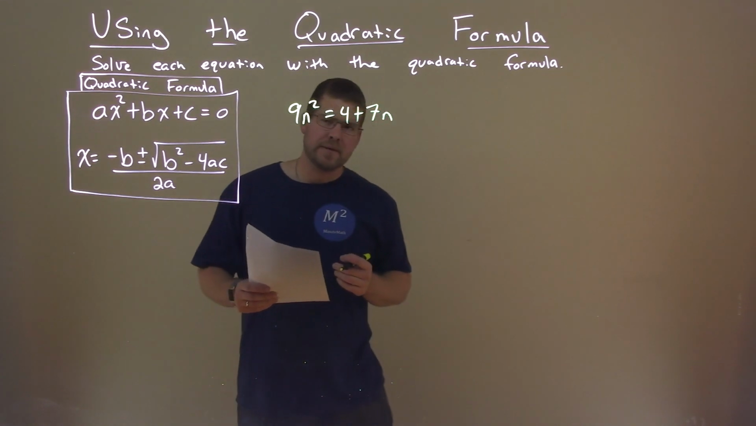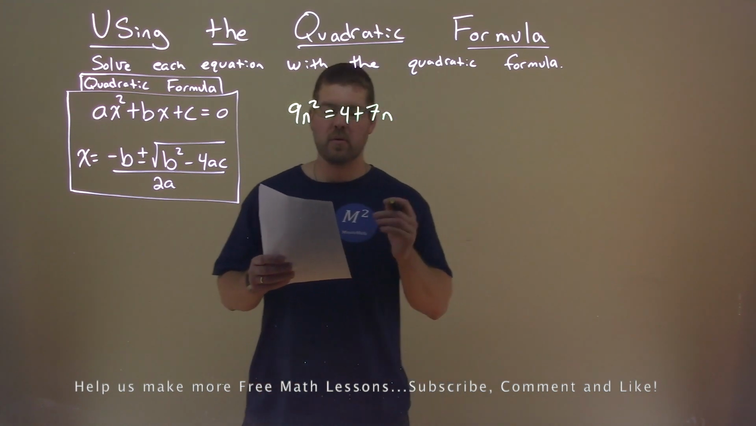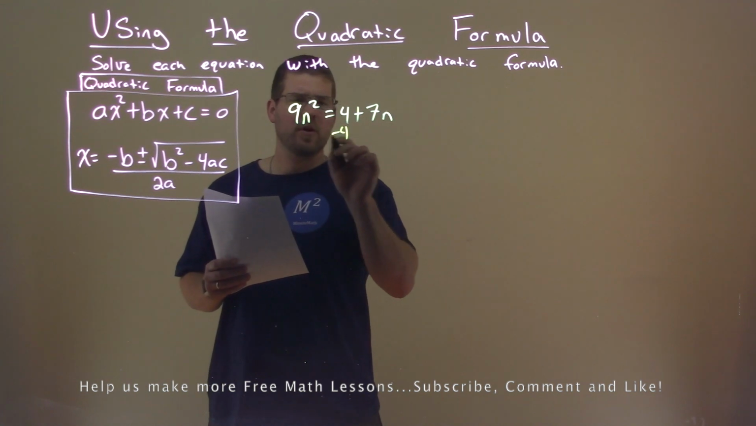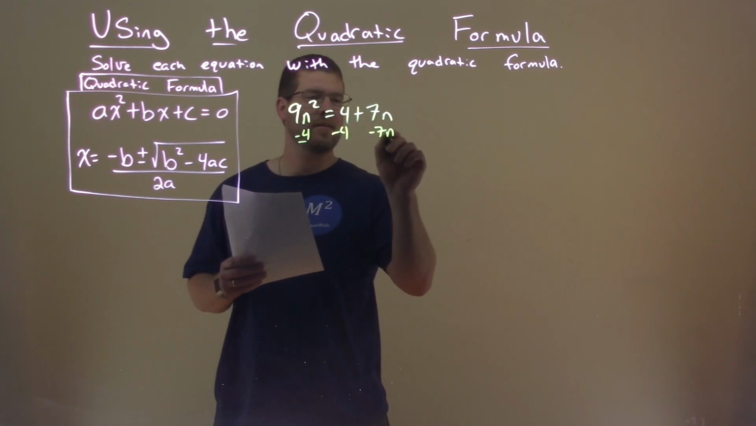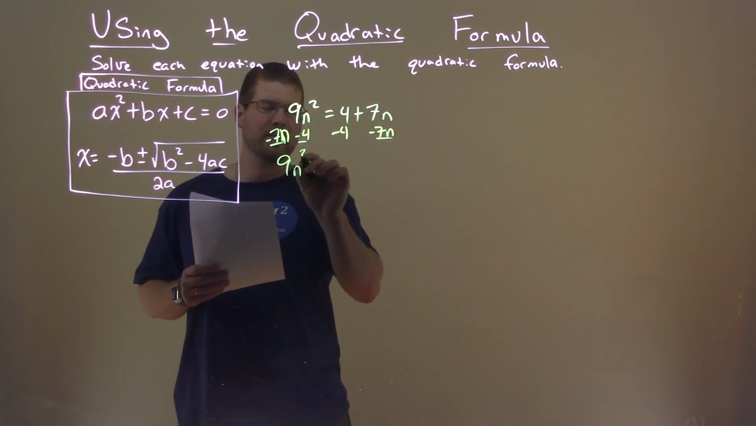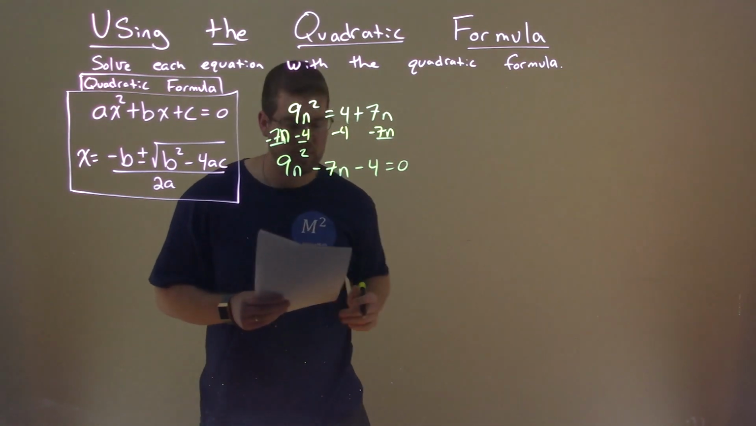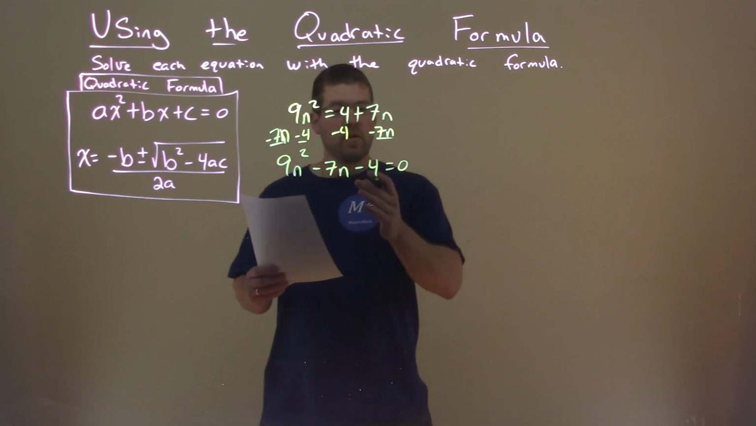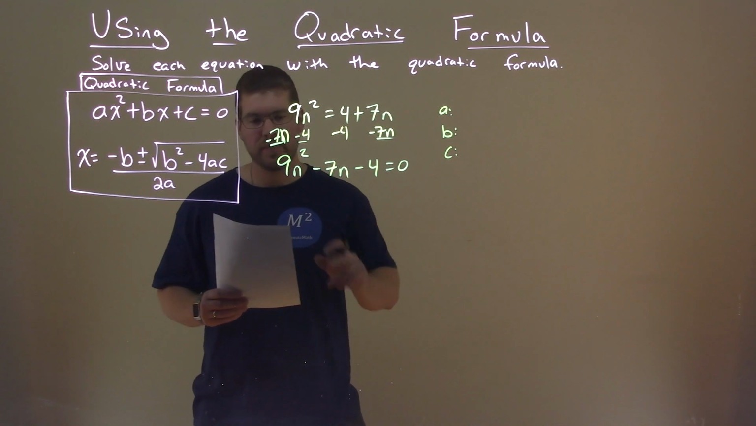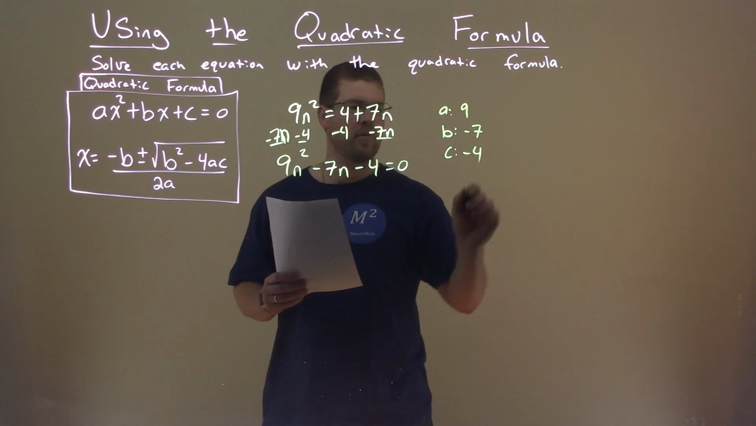We're given this problem right here: 9n squared equals 4 plus 7n, and we want to solve this using the quadratic formula. Well, I have to have this whole thing equal to 0. So I'm going to subtract a 4 from both sides, and subtract 7n from both sides. There's no like term, so it's 9n squared minus 7n minus 4 equals 0. So we need to find our a value, b value, and c value. A is 9, b is negative 7, and c is negative 4.